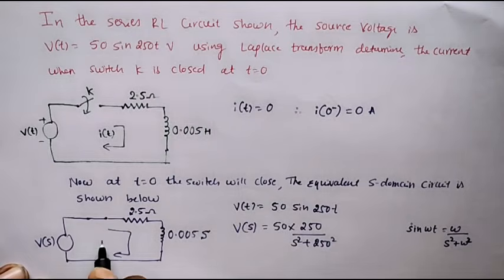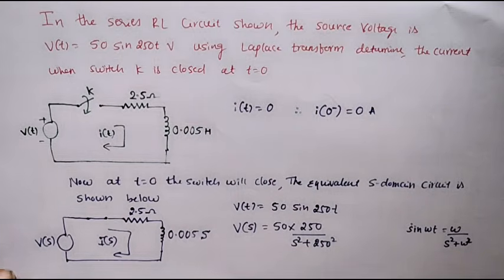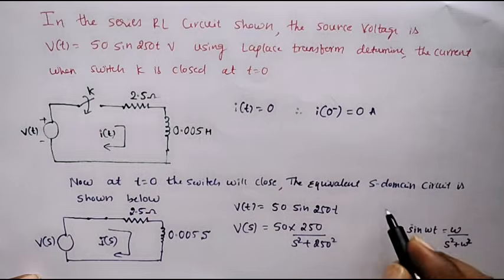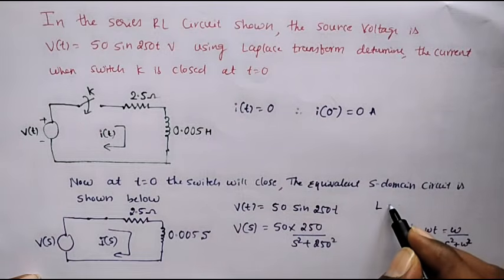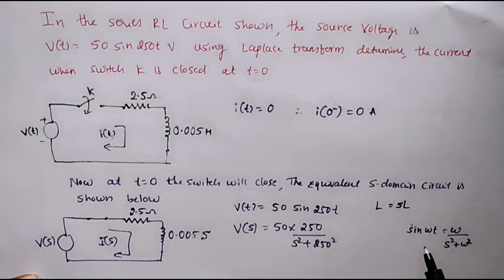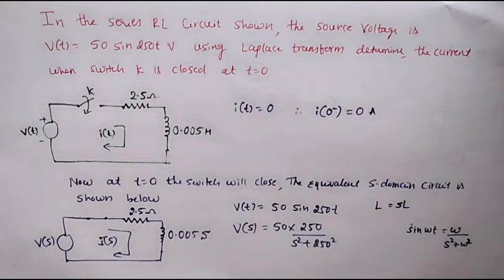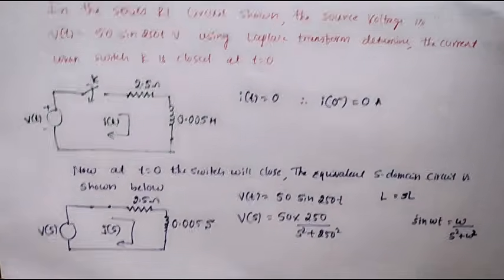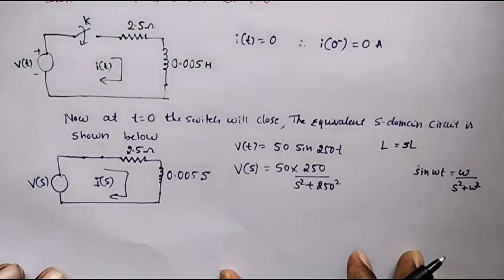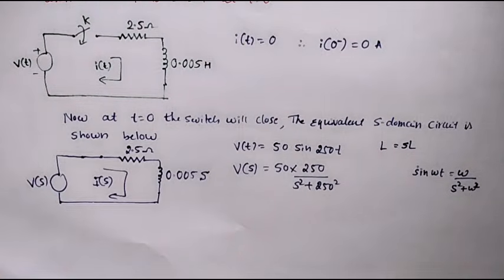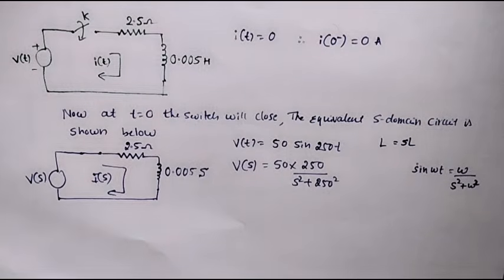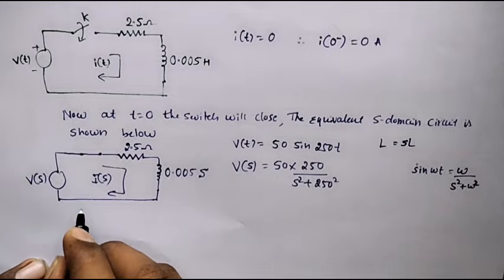Now the current flowing in the circuit is I(s). As I said, if there is an inductor, it should be replaced by s into L in S domain, or L into s, both are same. Now let's apply KVL to this loop. The analysis in S domain is simple. That's why it's good practice to convert the given time domain circuit into S domain circuit. I'll apply KVL to this circuit.